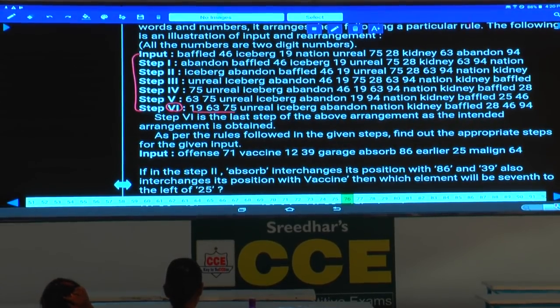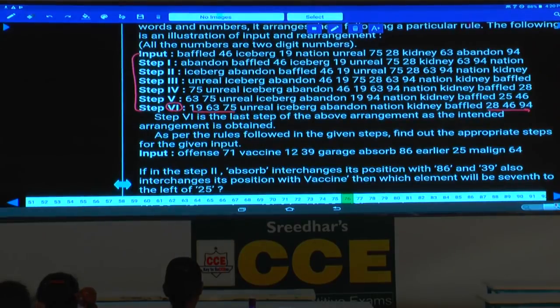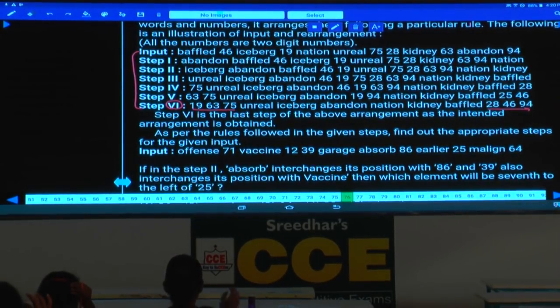19, 63, 75, all these 3 numbers are odd numbers in the ascending order, isn't it? And at the last, even numbers 28, 46, 94, again these 3 even numbers are in the ascending order. In the first 3 places, odd numbers in the ascending order, and at the last 3 places, even numbers in the ascending order. Then coming to the middle, unreal, iceberg, abandoned. Now these 3 are the words which started with the vowels in the descending order, and the words started with consonants are also arranged in the descending order, isn't it?